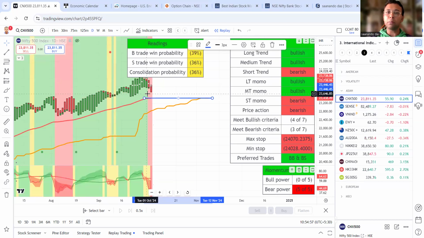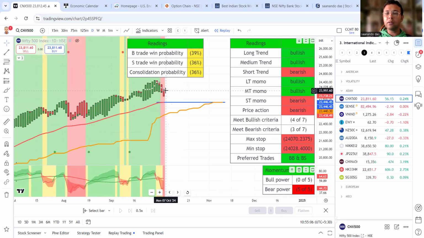But that strong support does not mean we'll jump to buy. It means that there could be some bounce backs. The overall market is not there to remain on the bull side.